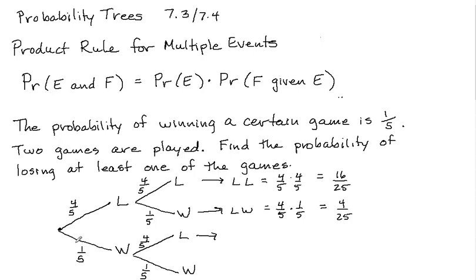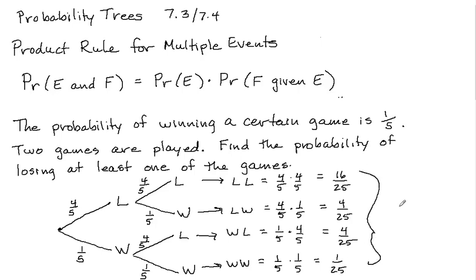This branch, a win followed by a loss. A win is 1 out of 5, a loss is 4 out of 5. Multiplying those together, 4 out of 25. And finally, a win-win. If you're going to win both games, that probability is 1/5 times 1/5, 1 out of 25. So if you add those all together, you should have 25 out of 25. You should be looking at 100% of your sample space.